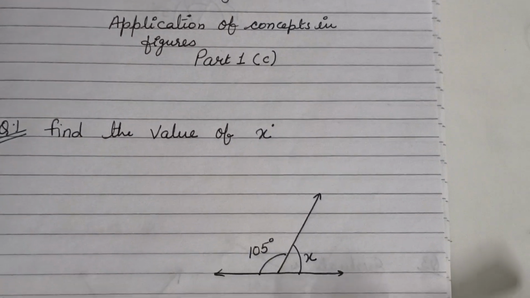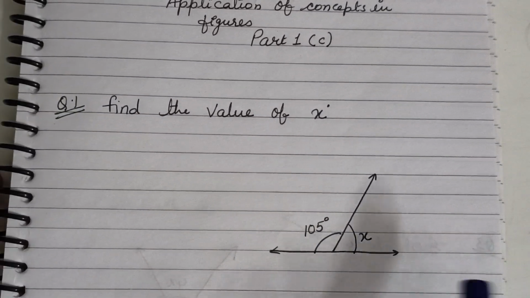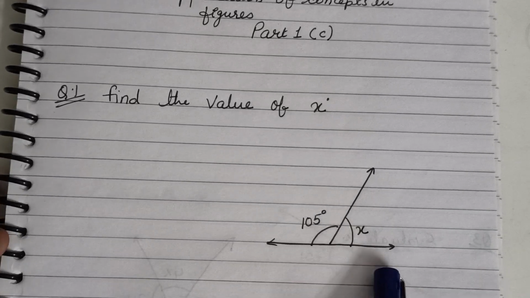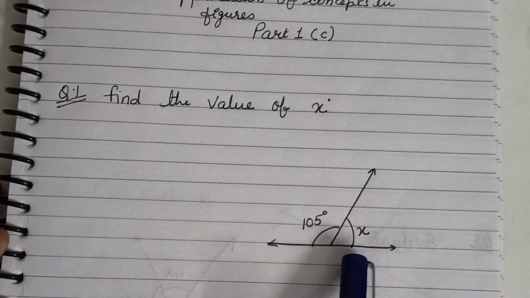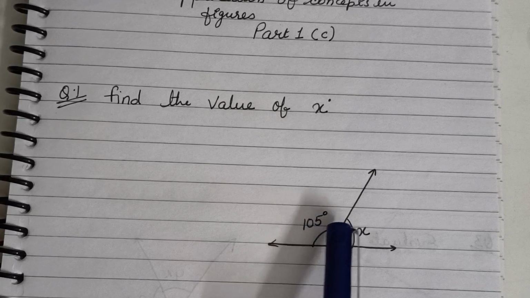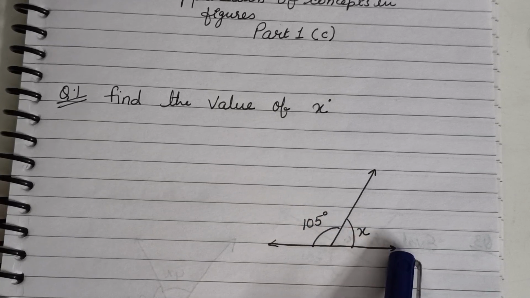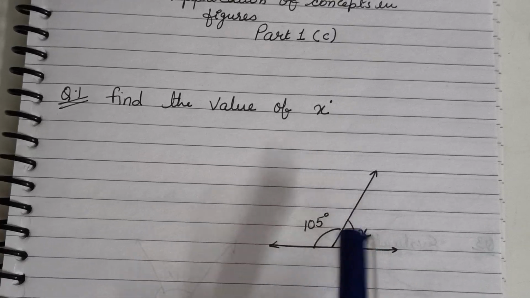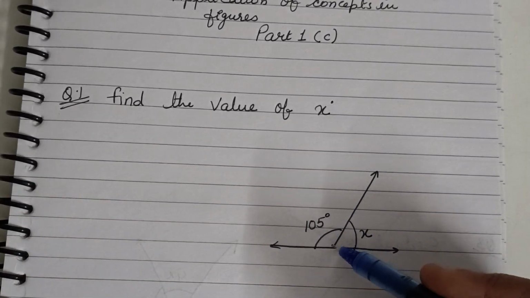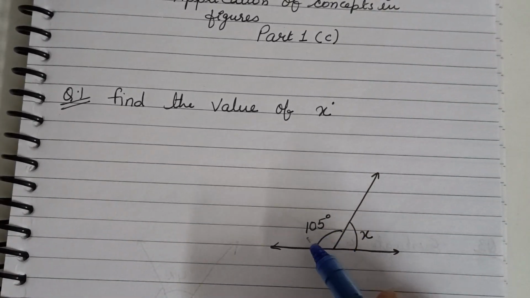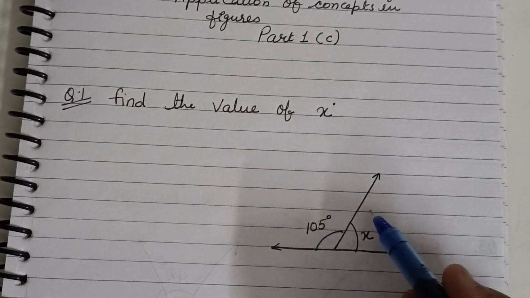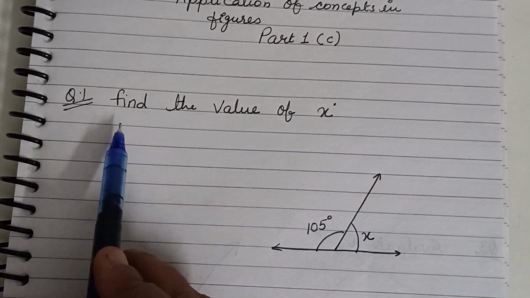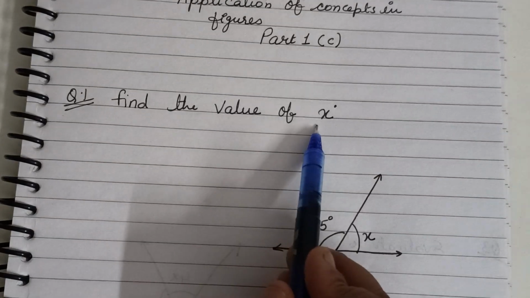So this is the figure given to you. This is the first question. You can see here that this is the question given to you. Here one straight line is there. The angle of the straight line is 180 degrees, which has been divided by this particular line into two parts. One part is 105 and another part is x. The question says find the value of x.